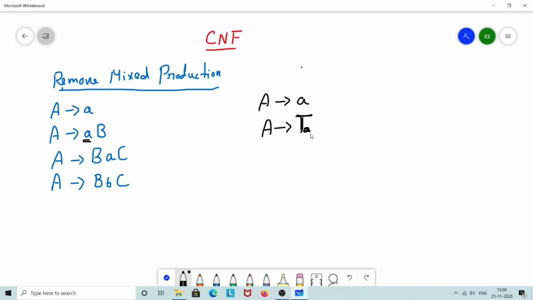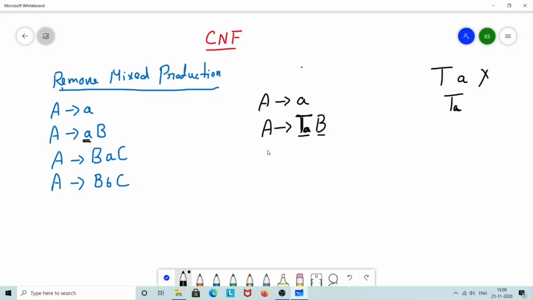Now don't mistake it as a non-terminal T followed by a terminal A. So it is not that. It is the name of the non-terminal, which is TA. TA, for A, followed by P. Both are non-terminals in this case.